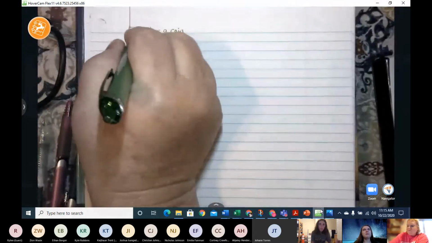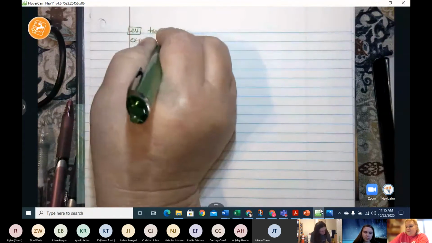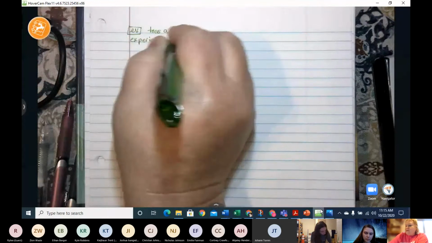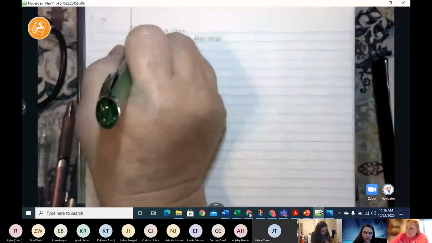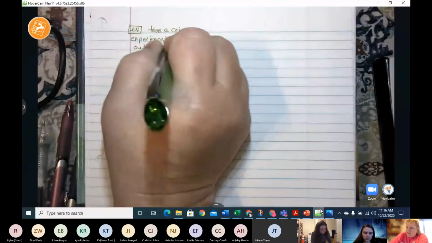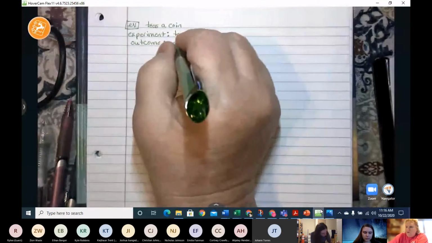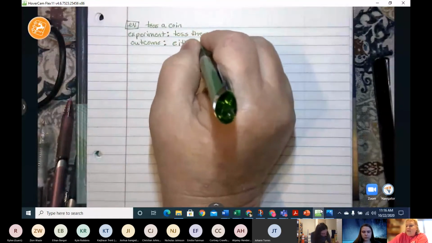Okay, if we had the situation, toss a coin. To use our vocabulary, the experiment is tossing the coin. That is what the experiment is. The outcome would be what would happen when you toss the coin. You would either get a head or a tail when you toss the coin.